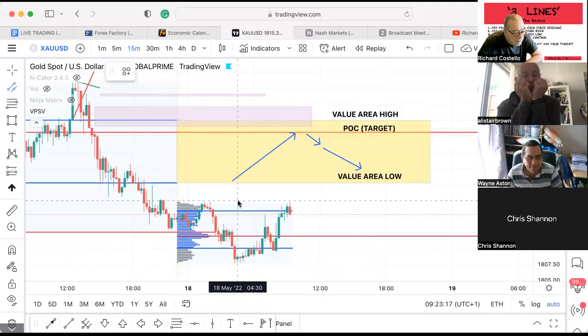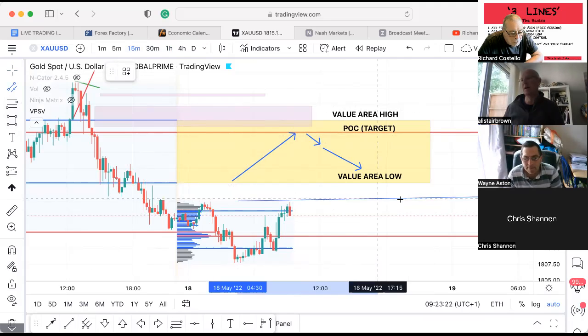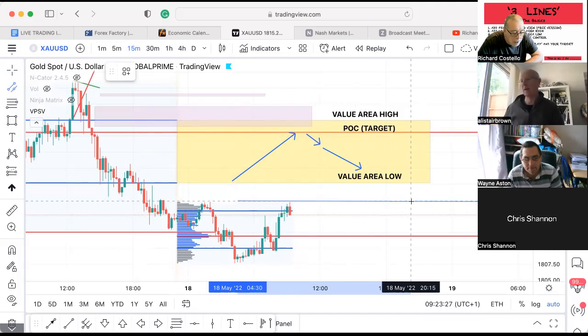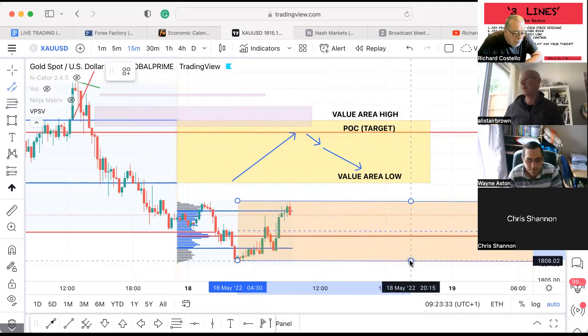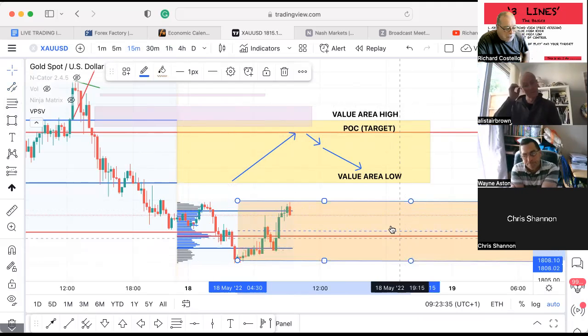This is another example of why I only trade gold. Because if I was doing this on several different forex pairs, it would take me forever. But that's my excuse. So there's a bit of consolidation anyway.